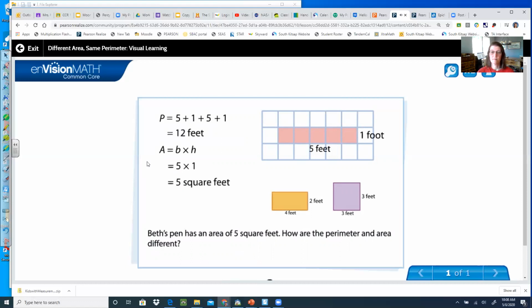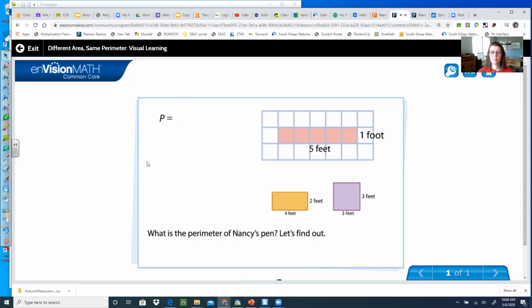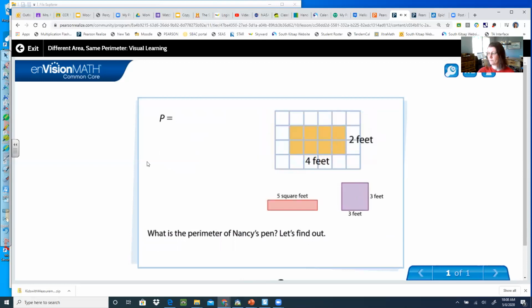How are the perimeter and area different? Perimeter is a measurement of the distance around a figure. Area is a measurement of the space inside a figure. What is the perimeter of Nancy's pen? Let's find out. Find the sum of all 4 side lengths. The perimeter is 12 feet.